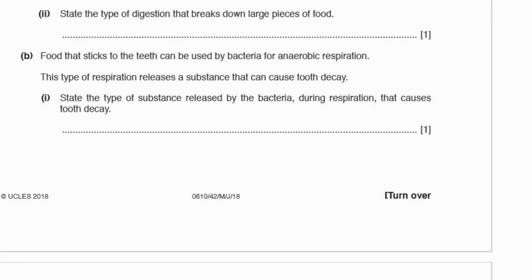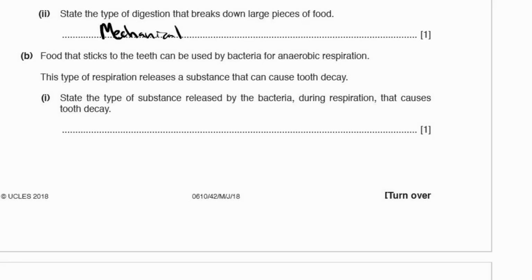2. State the type of digestion that breaks down large pieces of food. Well, we have 2 types of digestion. One is chemical, one is mechanical. Chemical digestion breaks down small pieces into their molecules that can be assimilated. And so this is mechanical digestion.